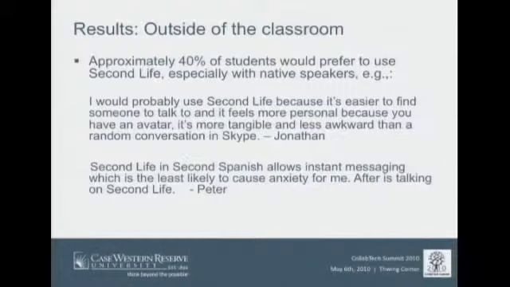And then, obviously 40% of the students said they would prefer to use Second Life, and some of the comments they made were, I would prefer to use Second Life because it's easier to find someone to talk to, and it's more personal because you have an avatar, it's more tangible and less awkward than a random conversation in Skype.